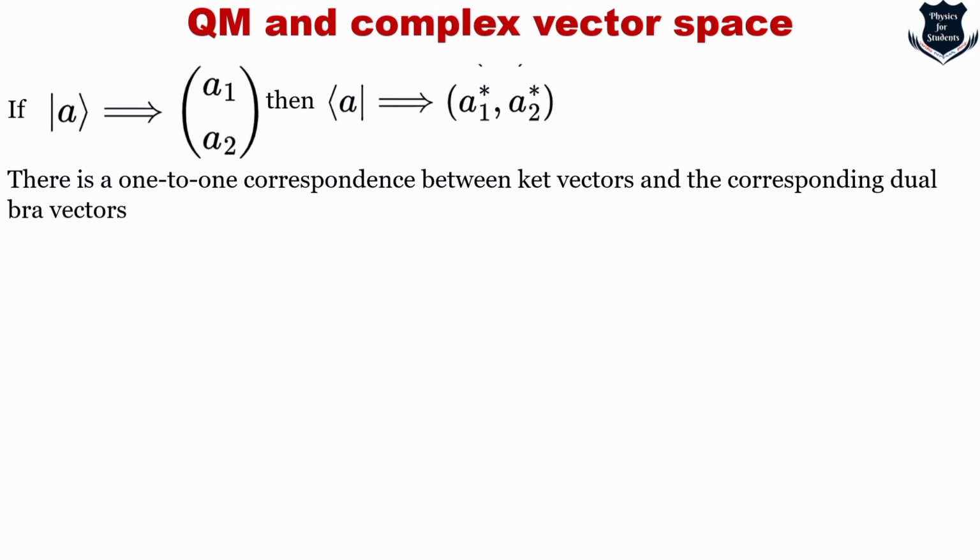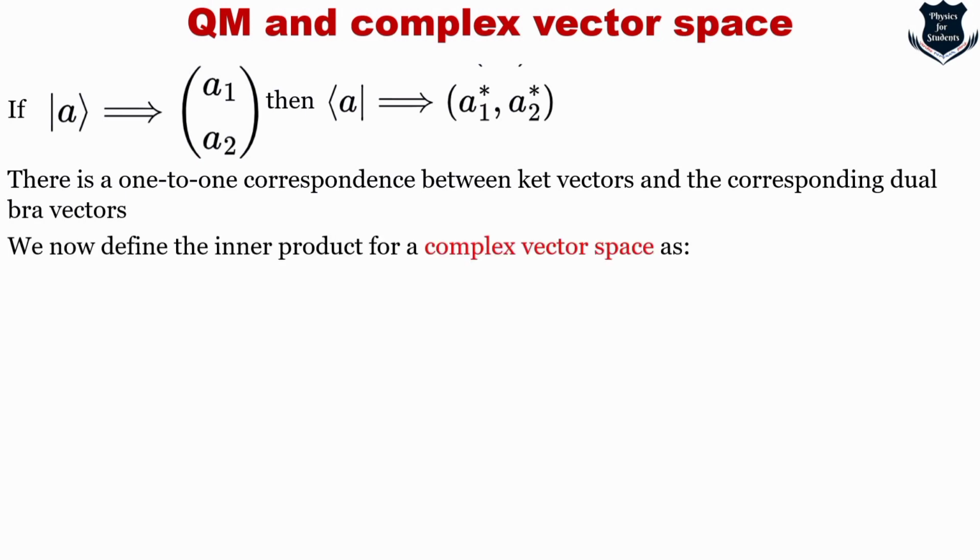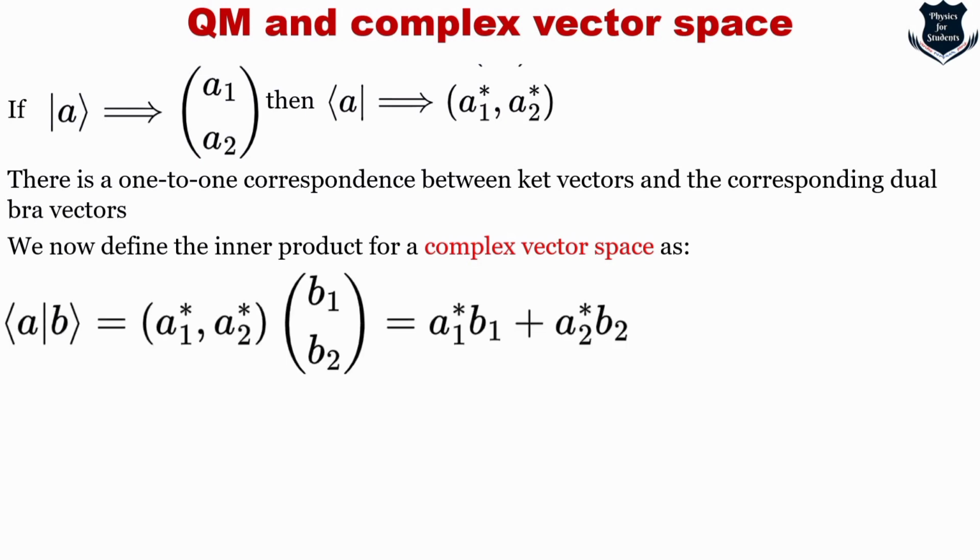So from what we've seen till now, it is quite clear how the bra and the ket vectors actually have a one-to-one correspondence and how they change. Now what we can do is define the inner product of a complex vector, something like this. It looks weird, but don't worry.